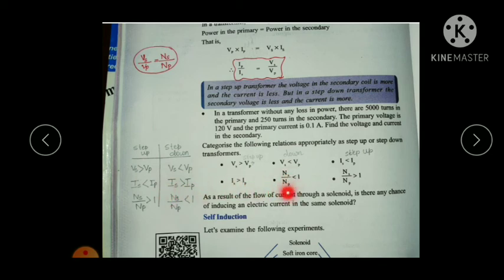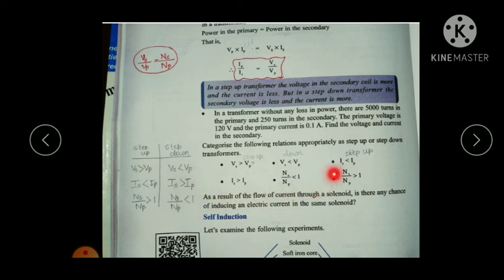NS divided by NP is less than 1. That is, number of turns in the secondary divided by number of turns in the primary gives a number less than 1. So in which case is it step down transformer, because in the case of step down transformer, number of turns in the secondary coil is less than number of turns in the primary coil. So if we divide a smaller number by a bigger number, we will get a number which is less than 1. So it is in the case of step down transformer.